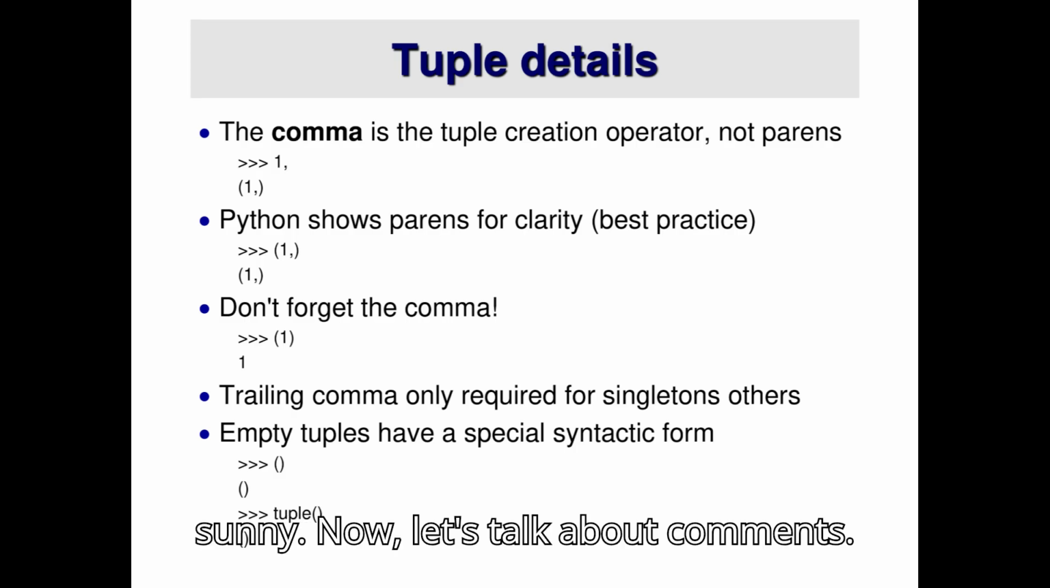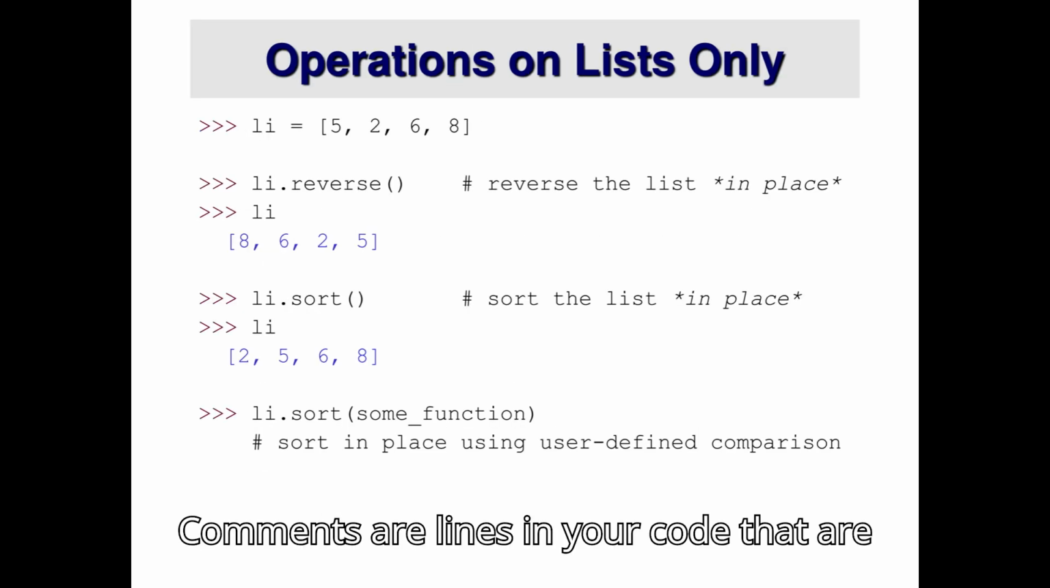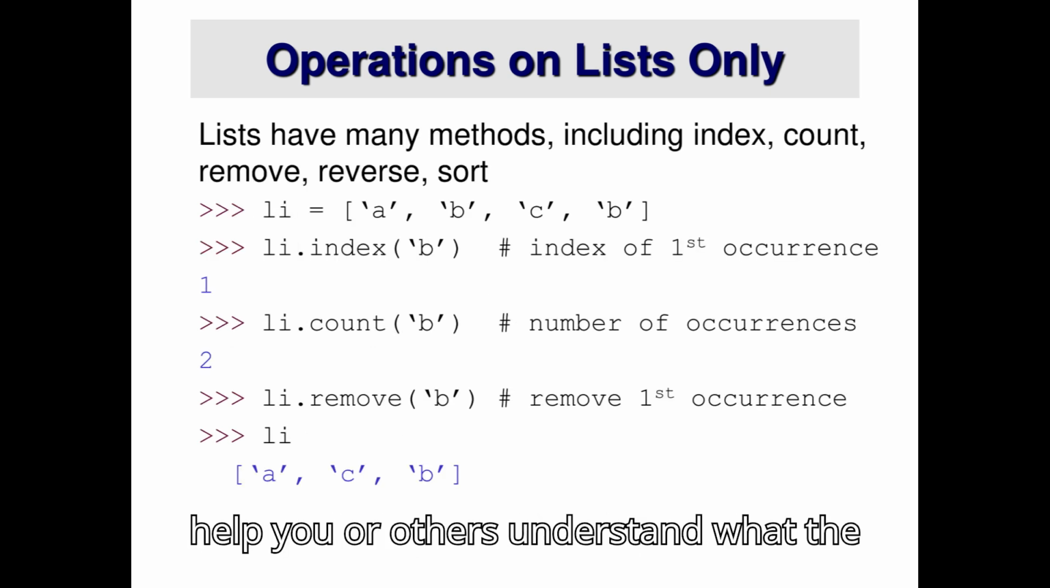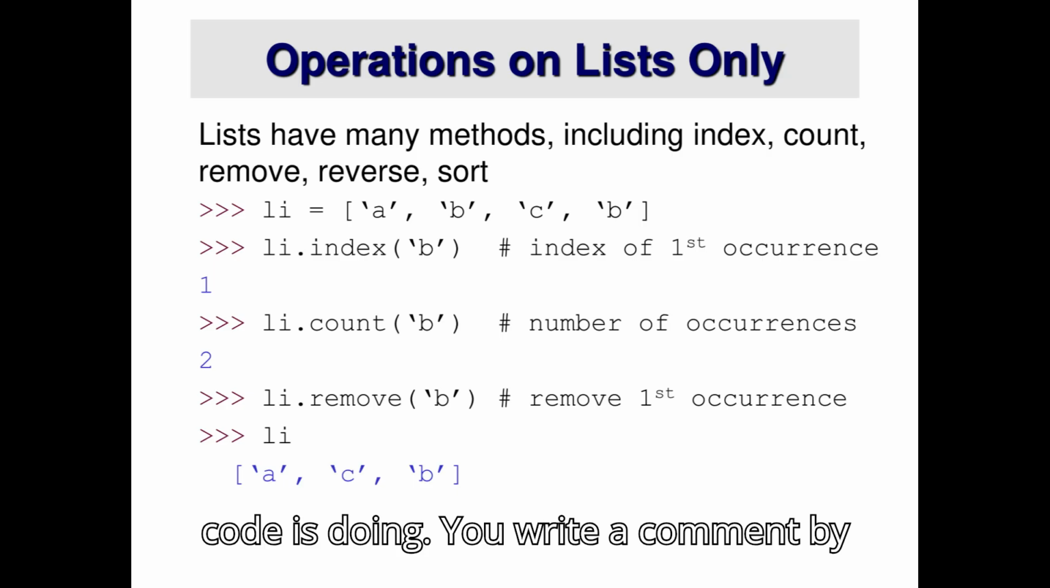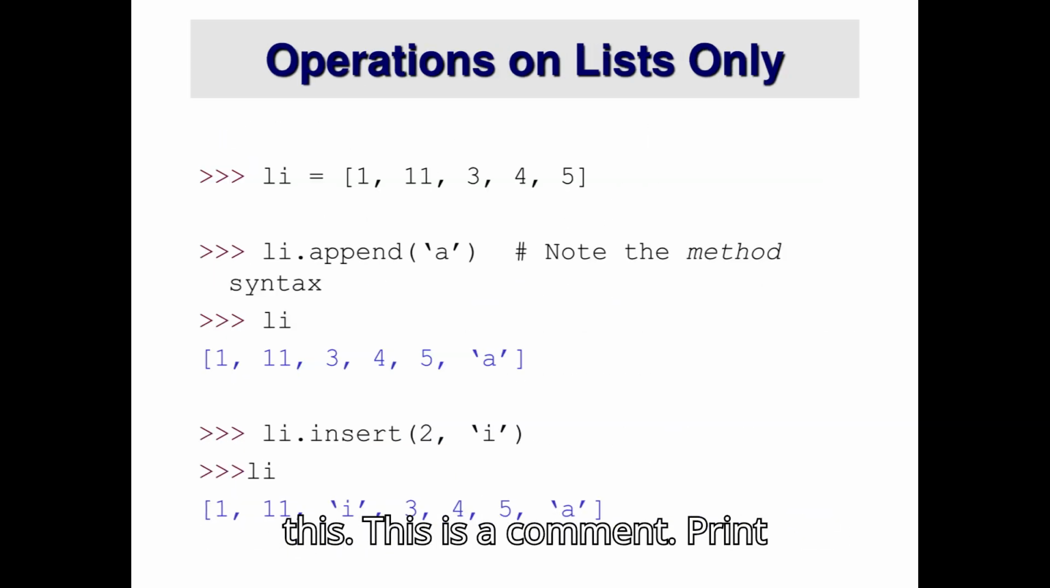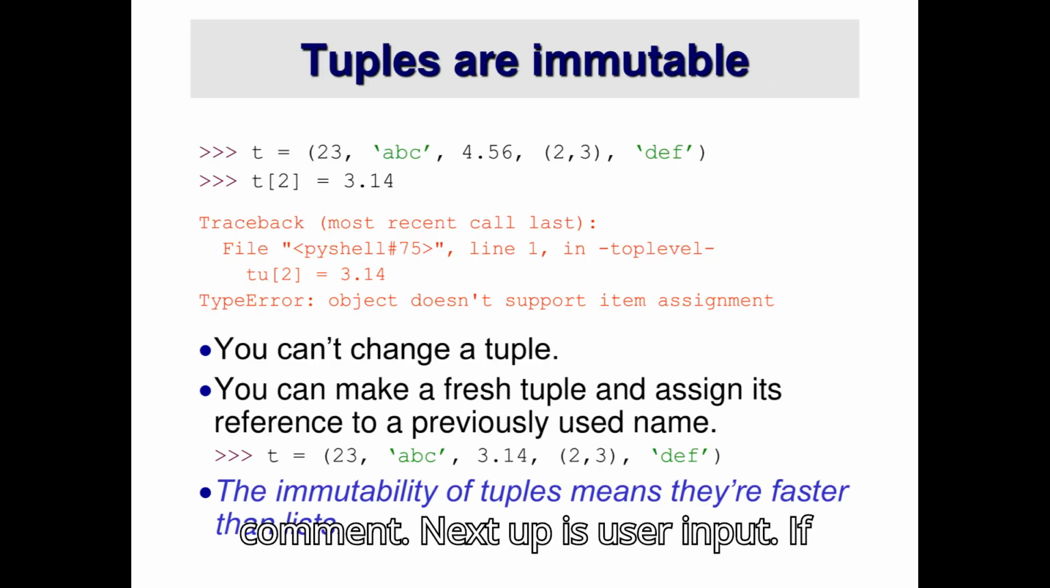Now, let's talk about comments. Comments are lines in your code that are ignored by Python. They're just there to help you or others understand what the code is doing. You write a comment by starting the line with a pound sign, like this. # This is a comment. print("Python is fun"). # This is also a comment.